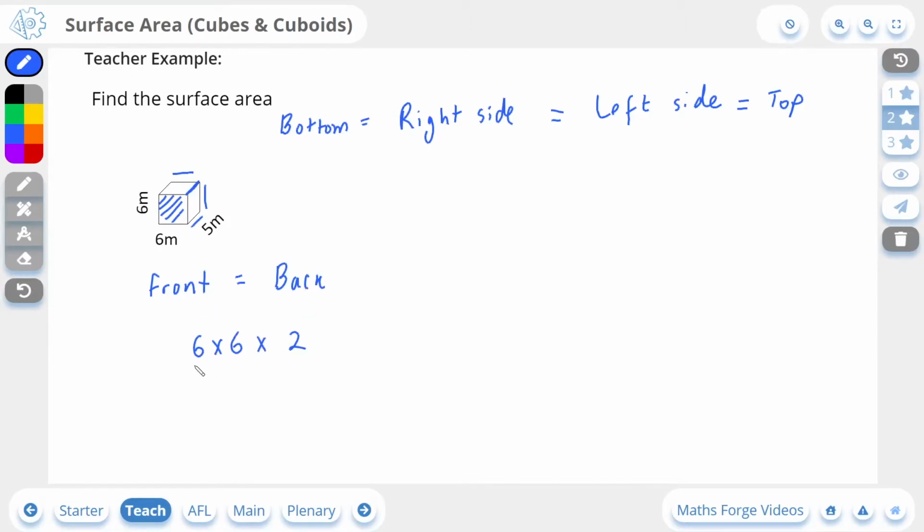So I just find the area of one of the faces and then multiply it by how many faces have the same area, which in this case is 2. This is going to give us a total value of 36 times 2, which is 72. So this area of 72 represents the area of the front and back faces.